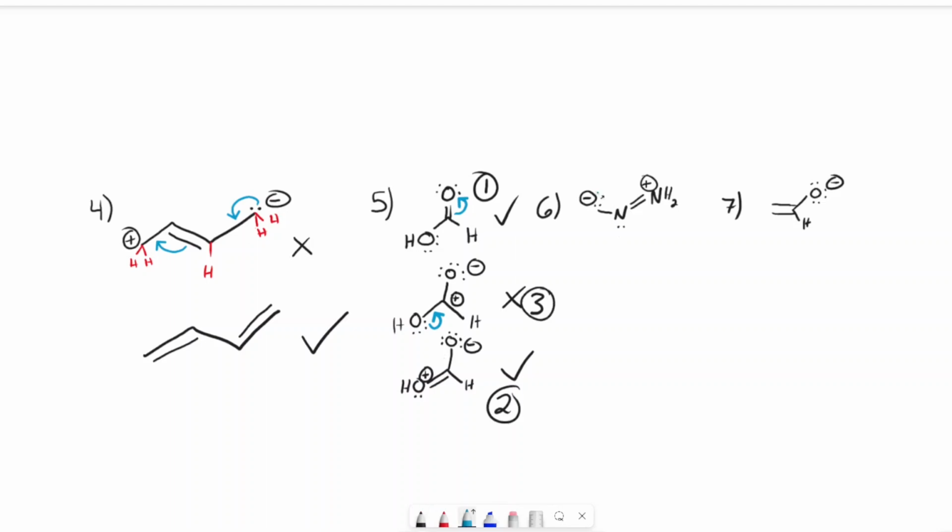For number 6, we see that we have a negative on the carbon and a positive on the nitrogen. We have 2 lone pairs we can move and a double bond. In general, we like to move from the negative to the positive. We will take this lone pair and draw an arrow onto the single bond to make a double bond. This nitrogen could move his lone pair towards the double bond to make a triple bond. However, this nitrogen cannot handle that many bonds. He already has 4 bonds.